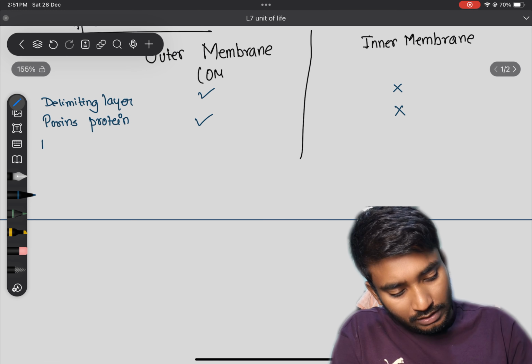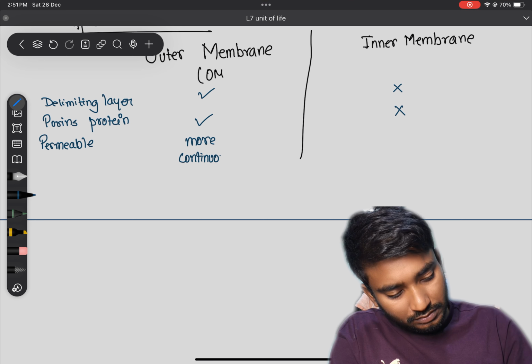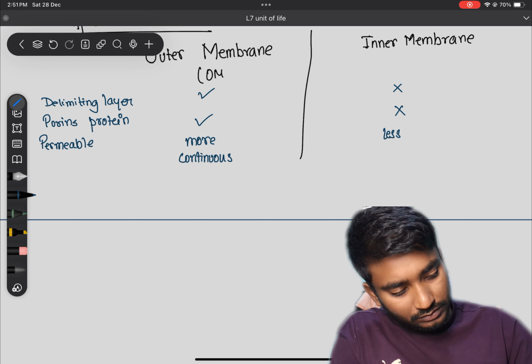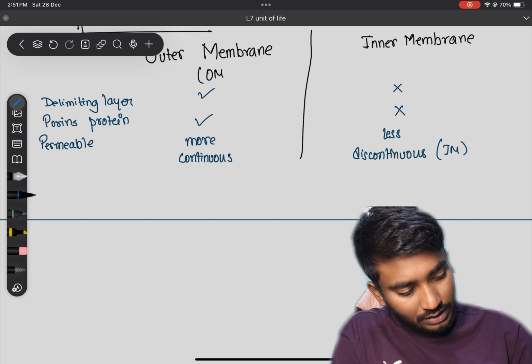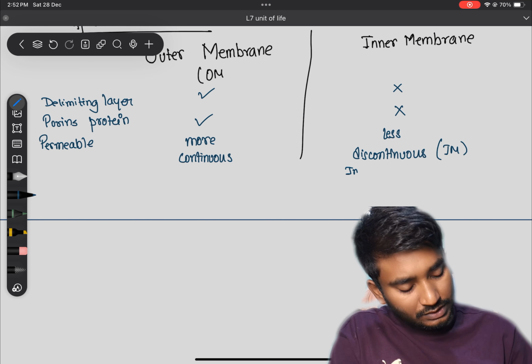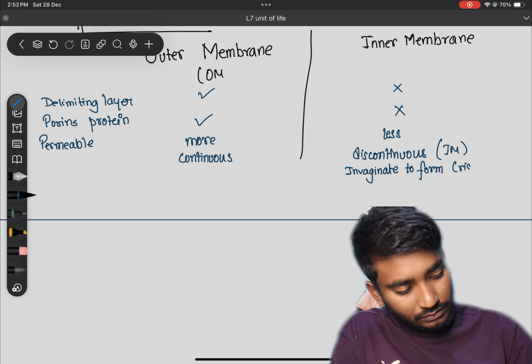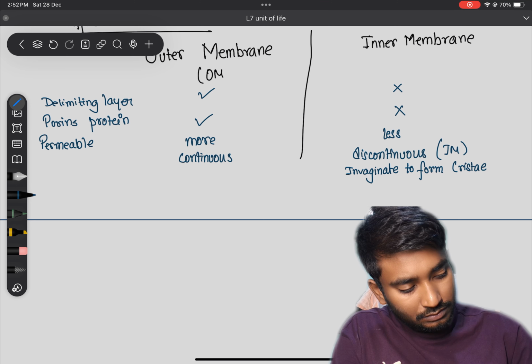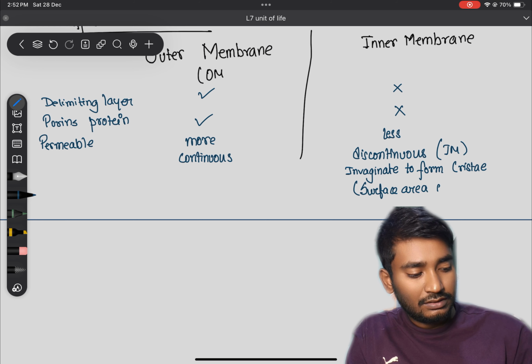Okay, permeable, more continuous, less or discontinuous. IM invaginates to form cristae, which increases the surface area. Surface area is increased.